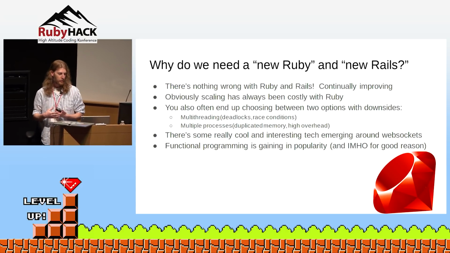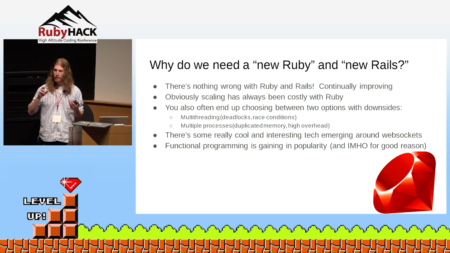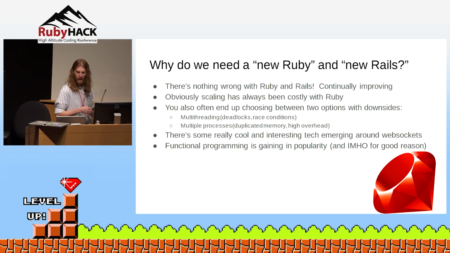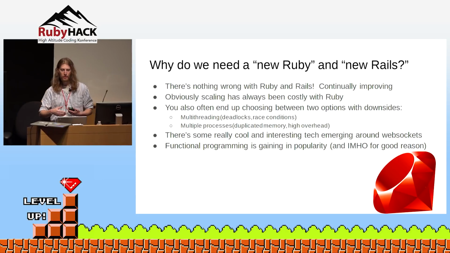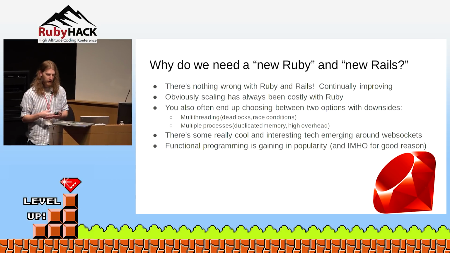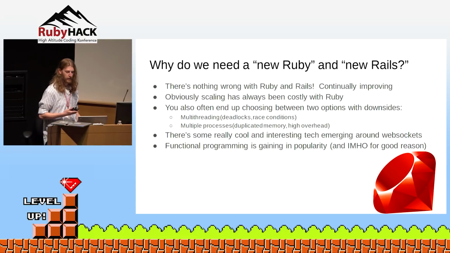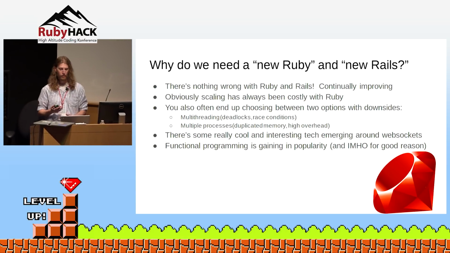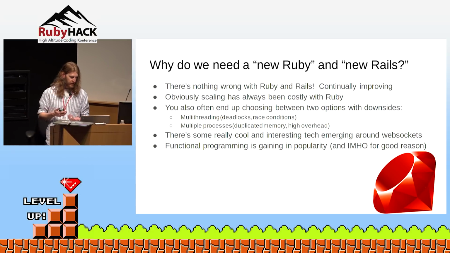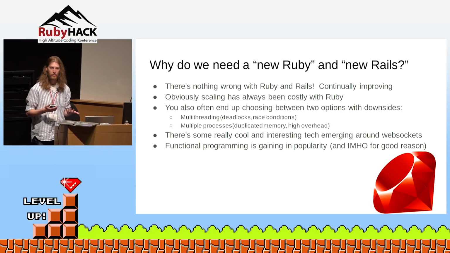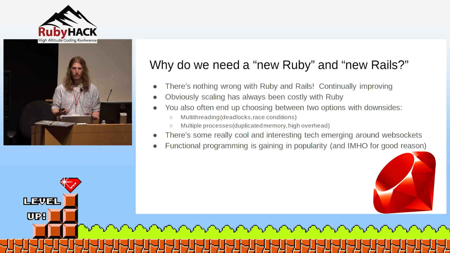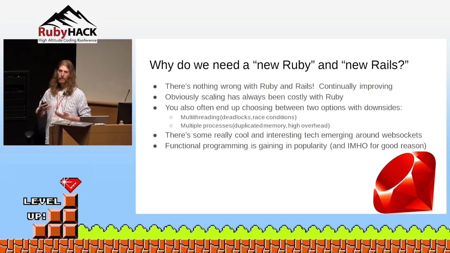So a lot of people refer to Elixir as a new Ruby and Phoenix as a new Rails. I'm not really a huge fan of that expression, although it's not, I guess, technically incorrect. But so the question then would be, why do we need a new Ruby and a new Rails? And I think I'd start by saying I don't necessarily think we do. There's really nothing wrong with Ruby and Rails. I mean, obviously, we're all here. We use it. Ruby is still under active development.